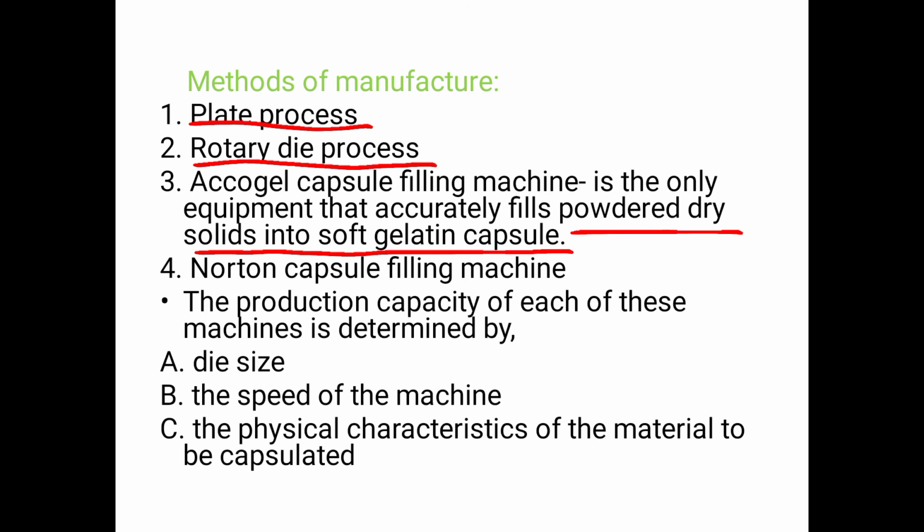The Accogel capsule filling machine is the only equipment which accurately fills powdered dry solids into soft gelatin capsules. The production capacity of each of these machines is determined by three components: first, die size; second, the speed of the machine; and third, the physical characteristics of the material to be capsulated. So this is all about soft gelatin capsules.